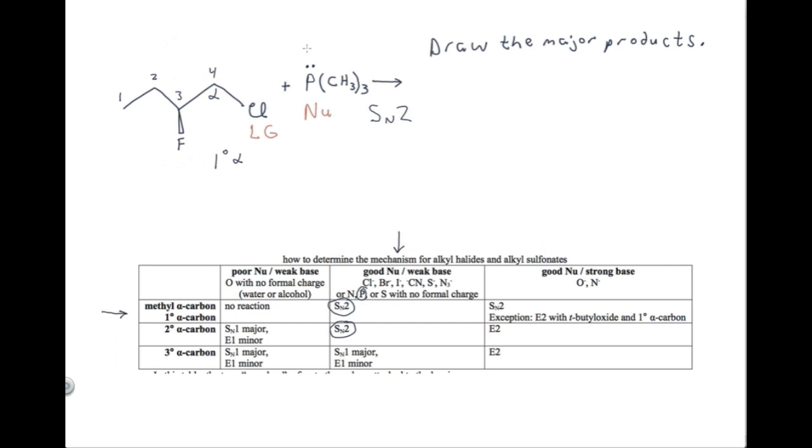Now remember that the mechanism for an SN2 is a one-step mechanism where the nucleophile attacks the alpha carbon and the leaving group leaves the alpha carbon simultaneously. In SN2, the nucleophile attacks the alpha carbon and the leaving group leaves the alpha carbon simultaneously in the same step. Now we can draw the product from that step.